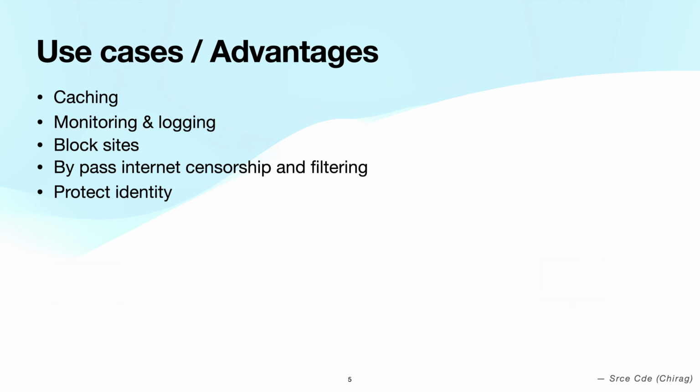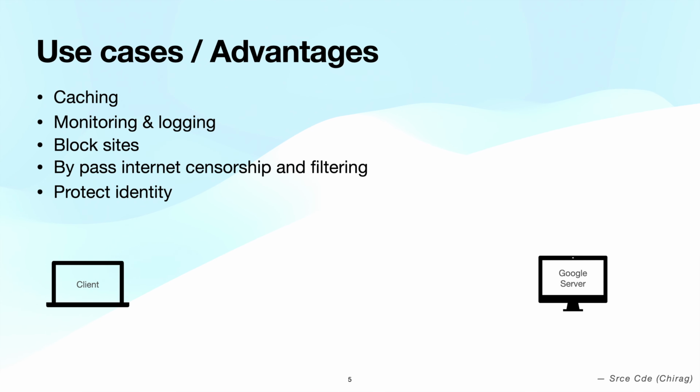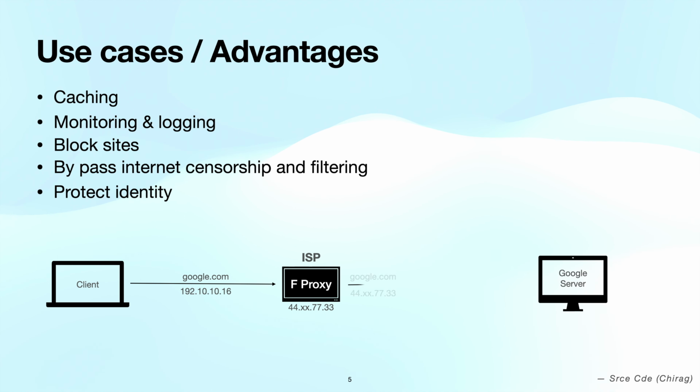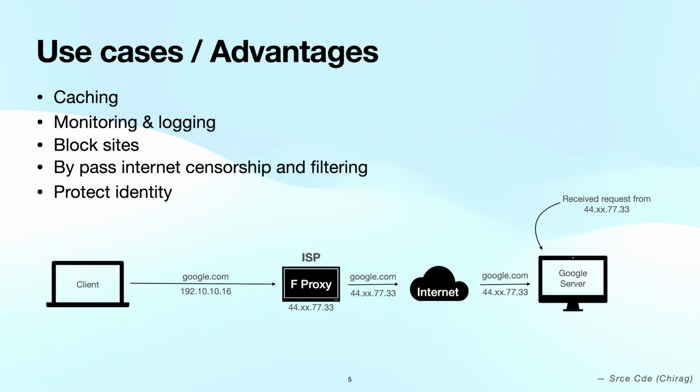And the last one we have is protecting identity. Now while you access google.com, the client will send the request to the proxy server and then the proxy server will make the request on your behalf. So here the server does not know who the client is, hence the client identity is protected. The server only knows the proxy server, and the proxy server knows the client.